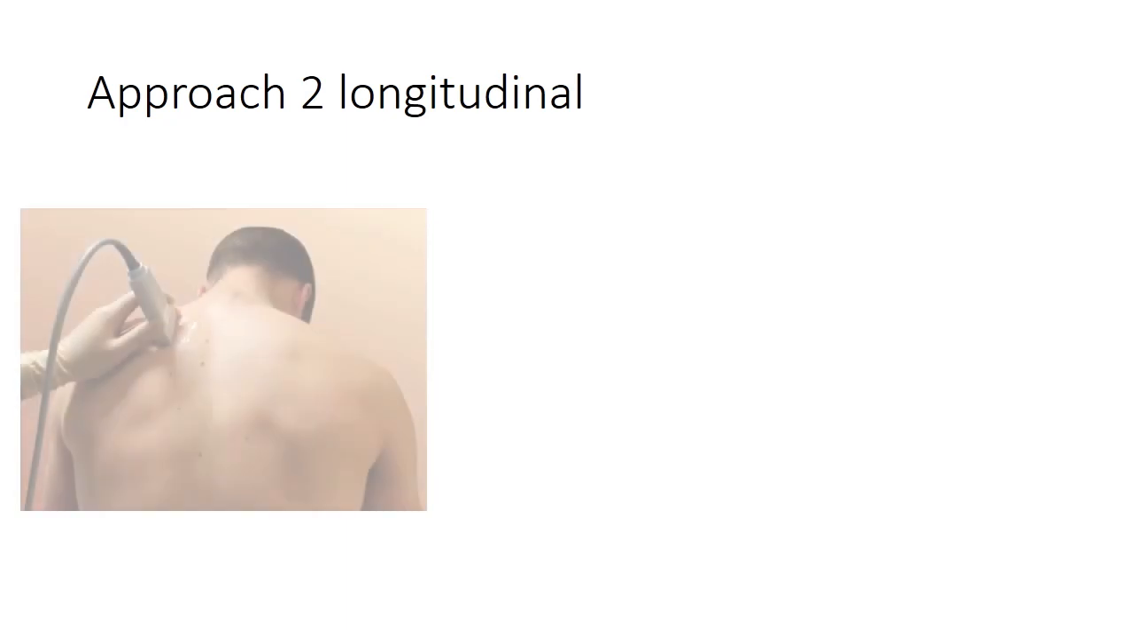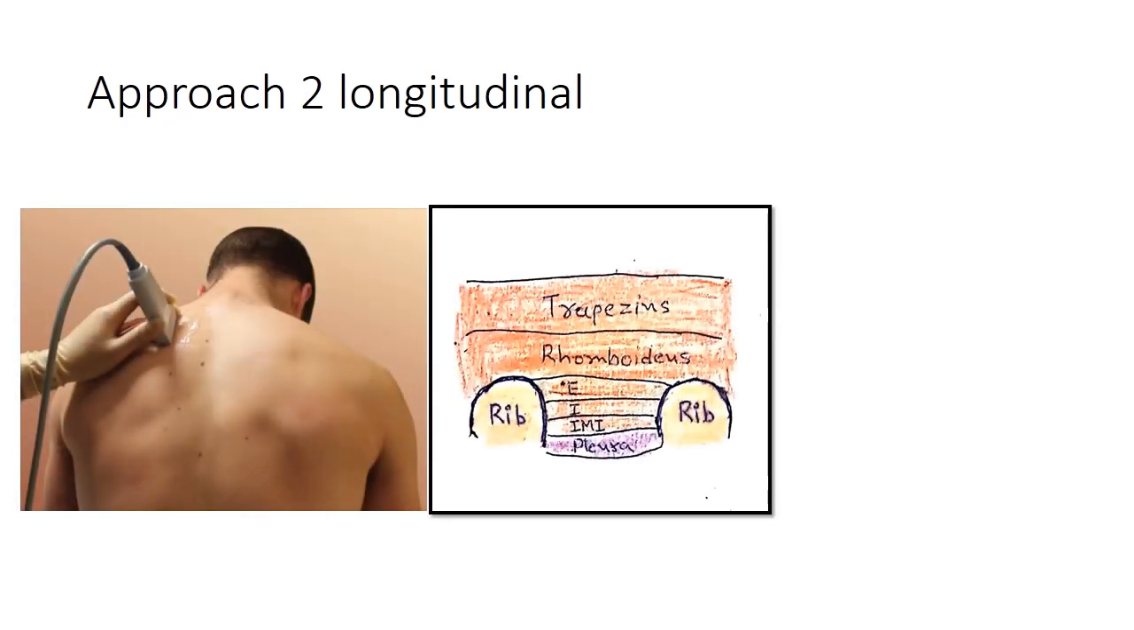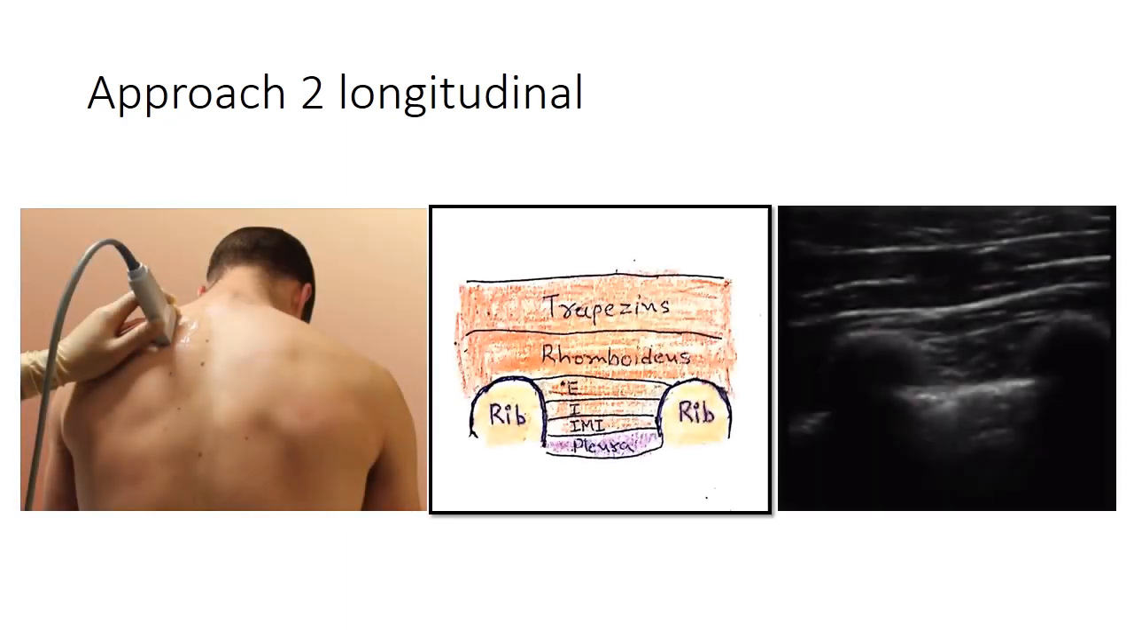In this approach, probe is placed paramedially over the ribs, like in picture, to identify trapezius, rhomboideus and pleura in between ribs. Ribs look characteristically hyperechoic, round, oval. Pleura appears deep to rib showing comet tail appearance.